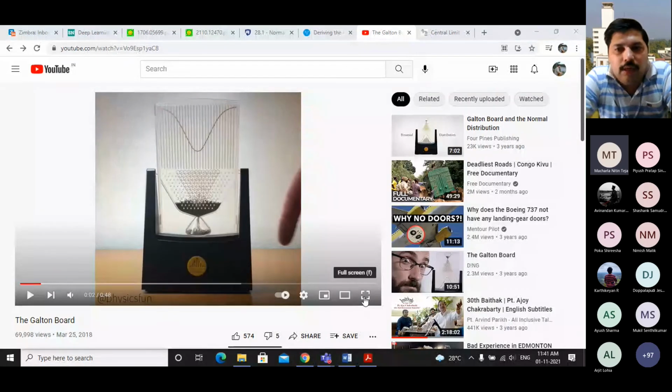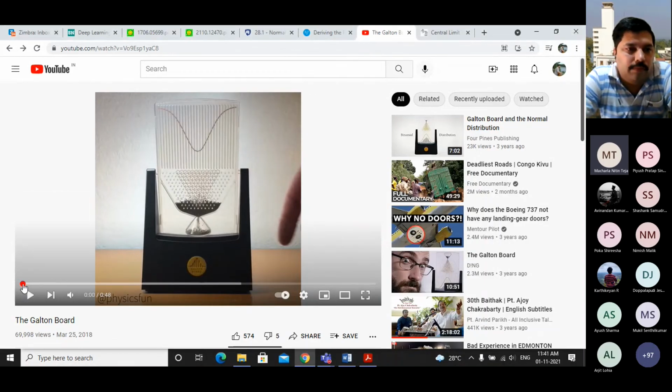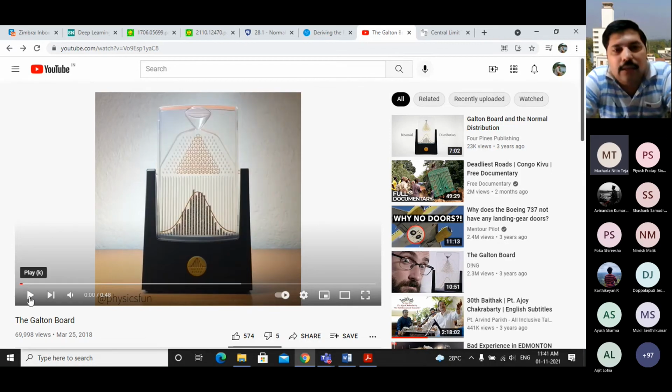This particular thing that you see here is called a Galton board. Galton was a scientist, and he was the first cousin of Darwin. Darwin, I hope you all know, proposed the theory of evolution, right? So Darwin's first cousin, Galton, proposed this.